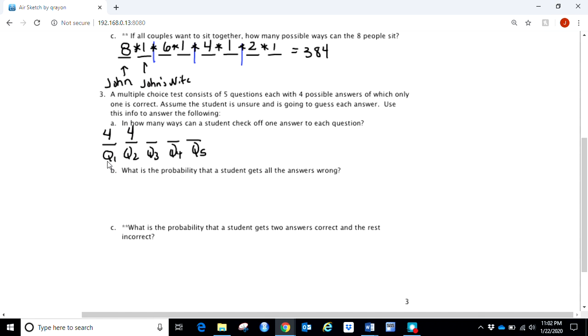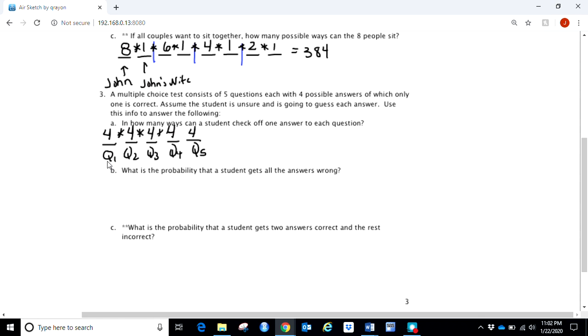Well, there still should be 4, because if I answer A in the first question, the answer to question 2 can still be A. It's not forcing that elimination of choices as we go. We can reuse the same answer as we go through. So question 3 would also have 4 possible answers. Question 4 would also have 4 possible answers. And question 5 would have 4 possible answers.